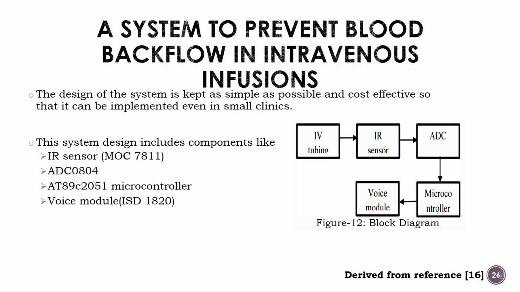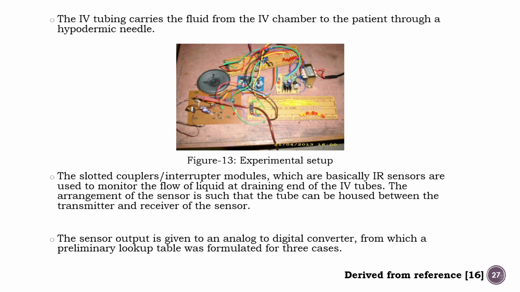So moving on to the next one, which would be a system to prevent blood backflow in intravenous infusions. The components required are an IR sensor, ADC0804, an AT89C205 microcontroller, and a voice module. So how this works is that the fluid is delivered from the IV chamber to the patient via a hypodermic needle via the IV tubing.